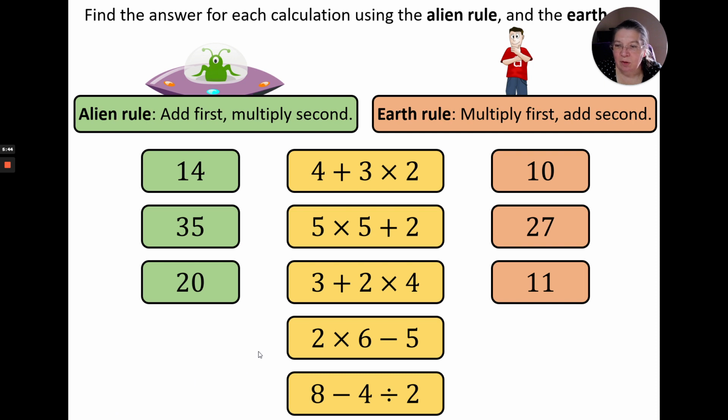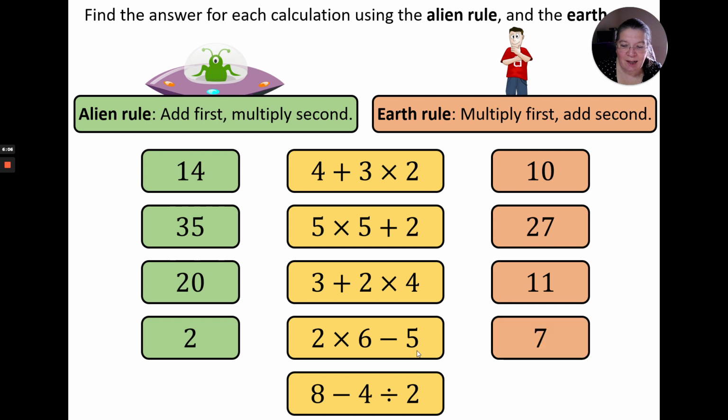Aliens for the next one says add first or subtract, of course. So 6 minus 5. We do that first. That's 1. 2 times 1 is 2. Now the Earth rule, we multiply first. So 2 times 6 is 12. And then we subtract. So 12 minus 5 is 7.